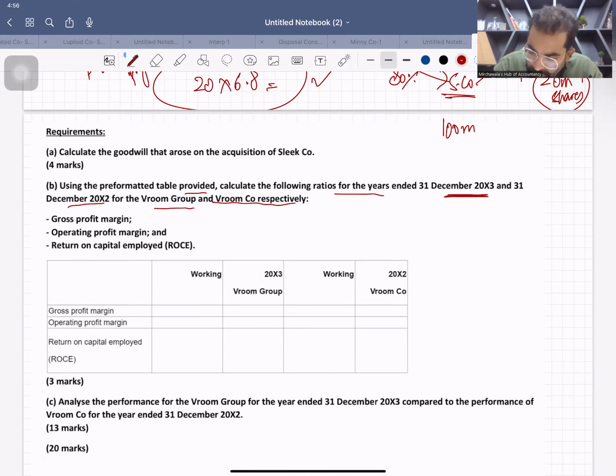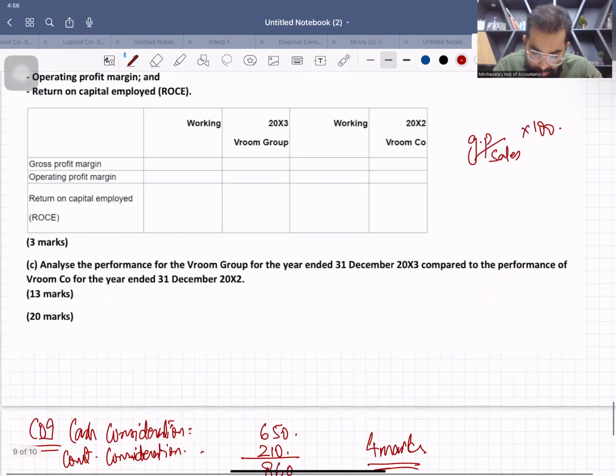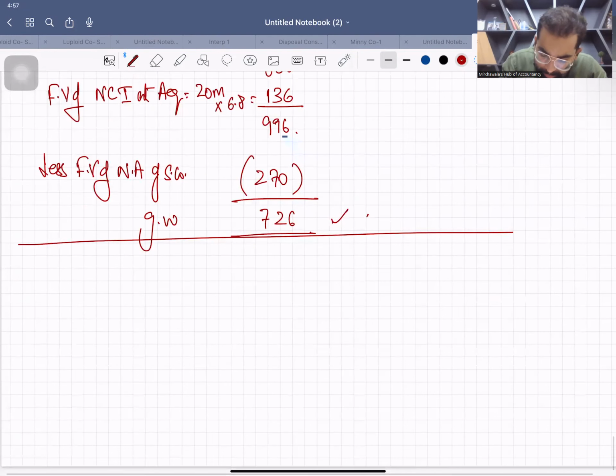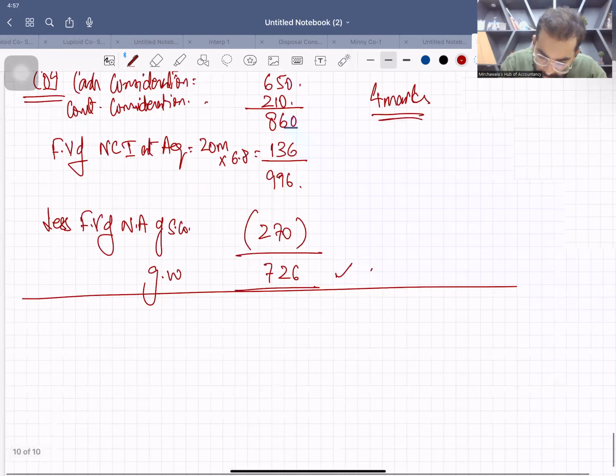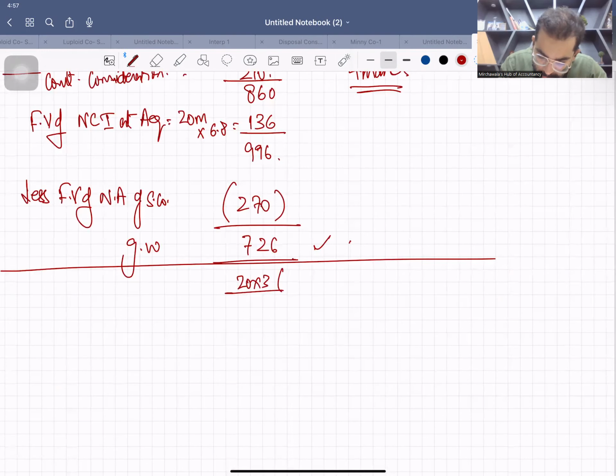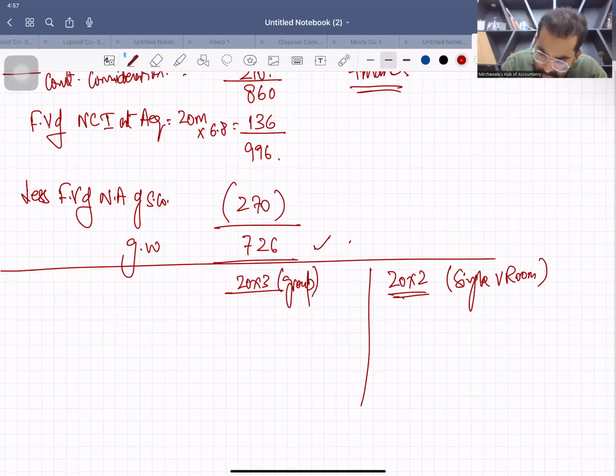GP margin is GP upon sales into 100. So here we have less space, so let me do it on a separate page. This is group, this is single. Just ready-made data. GP margin is GP divided by sales times 100.